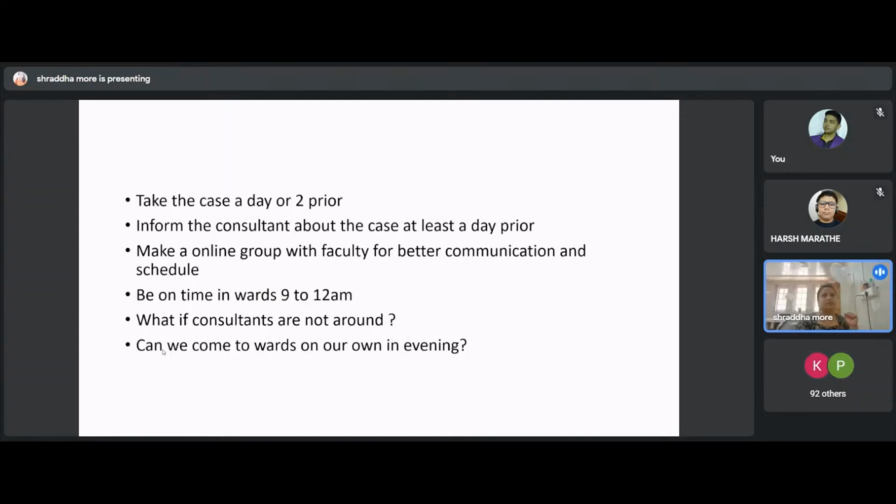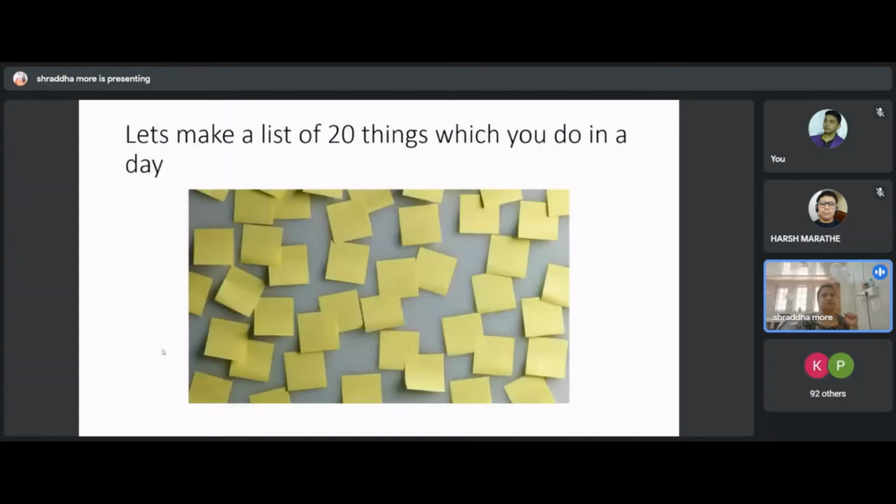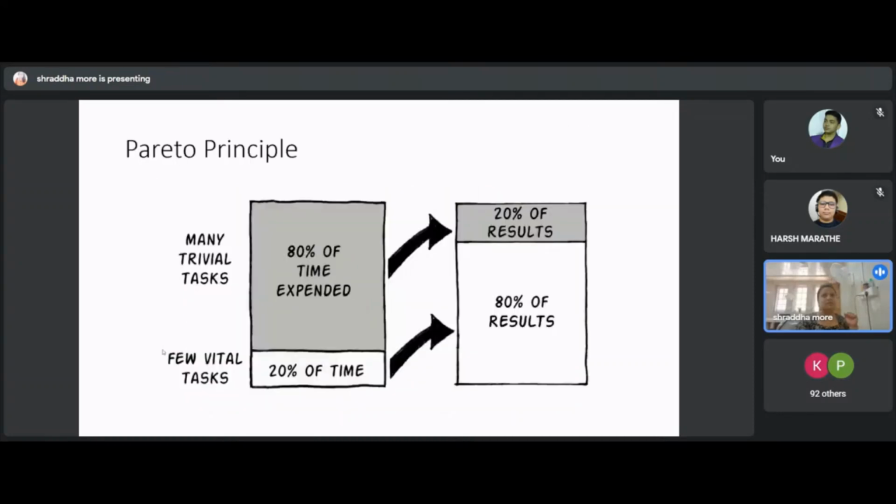Okay. Yes. So this is one of the tasks which you people have to do. There is a Pareto principle. You must have read about the Pareto principle. Take 20 chits, write what 20 things you do in a day, and then analyze this. How much time you are spending on what task and how much results you are getting on those tasks. You won't be surprised to see that most of you do fit into this Pareto principle, and start working on how we can get better.